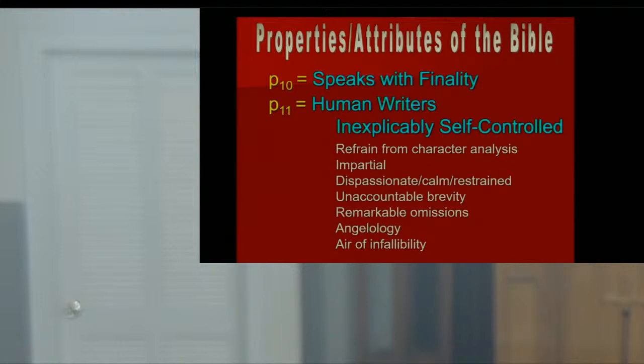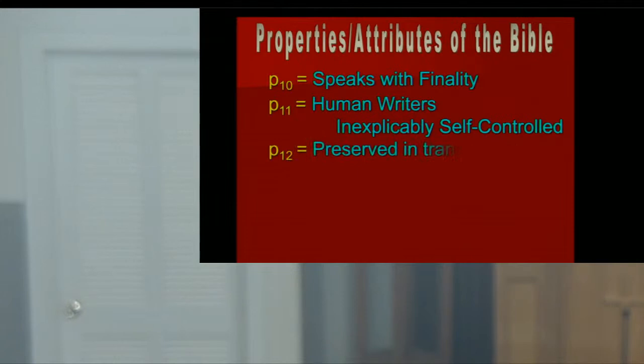They refrain from character analysis, very impartial, dispassionate. We mentioned the brevity, the discussion of angels has an air of infallibility, the things that the Bible omits that you would not expect it to omit. And yet it does, as if there's a controlling power that eliminates human curiosity, what we would want to include. The way it's been preserved, the genuineness of the Bible, the credibility, the integrity of the text of the Bible, the genuineness of the text, all of these have been demonstrated very specifically.